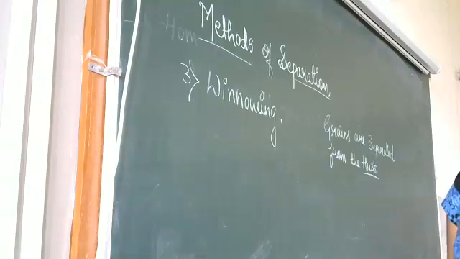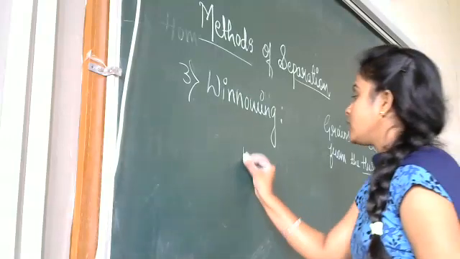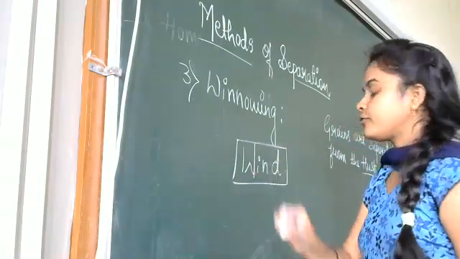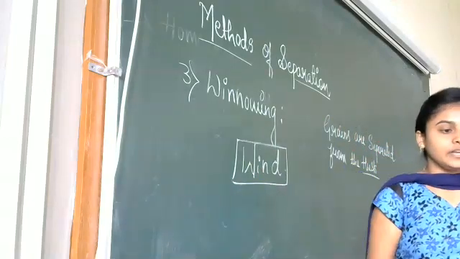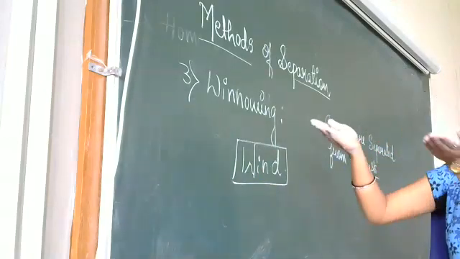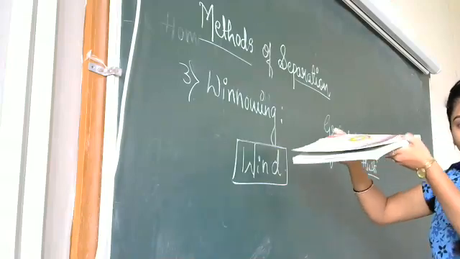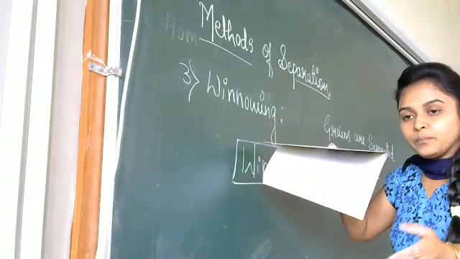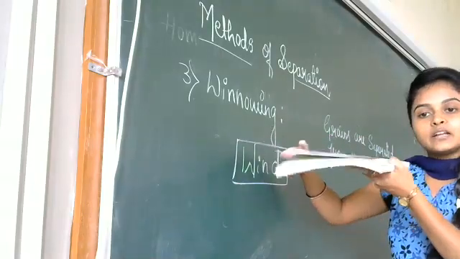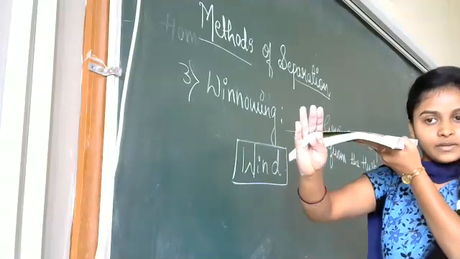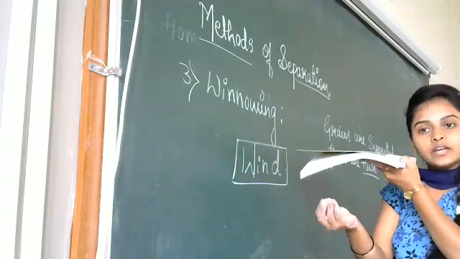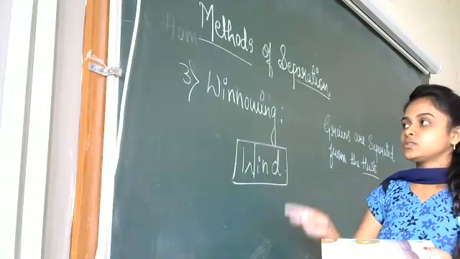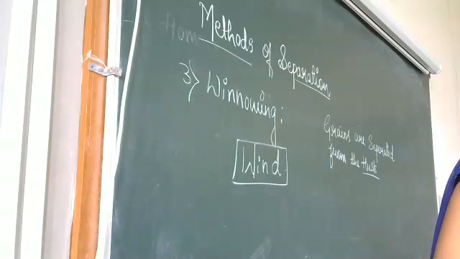So for the winnowing process, the important thing required is wind. So what is required for the winnowing process? Wind. When they do like this, the air will be blowing. Along with that air, the impurities or the husk or the lighter particles which are not required blow off. And the food grains which are heavy fall down and form a heap near the farmer. So this is the winnowing process.